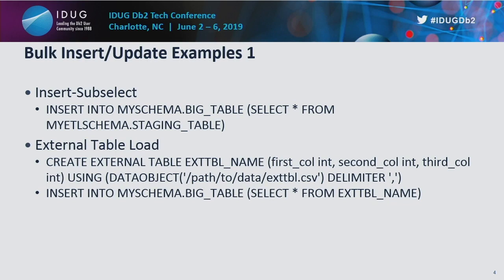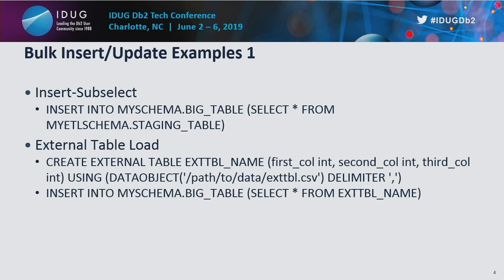Right. So here are some examples of what we're calling bulk insert and update. The first example here is very simple. It's an insert select statement. So we're just inserting into one table and selecting from another. The second example is very important. This is something new in 11.5.